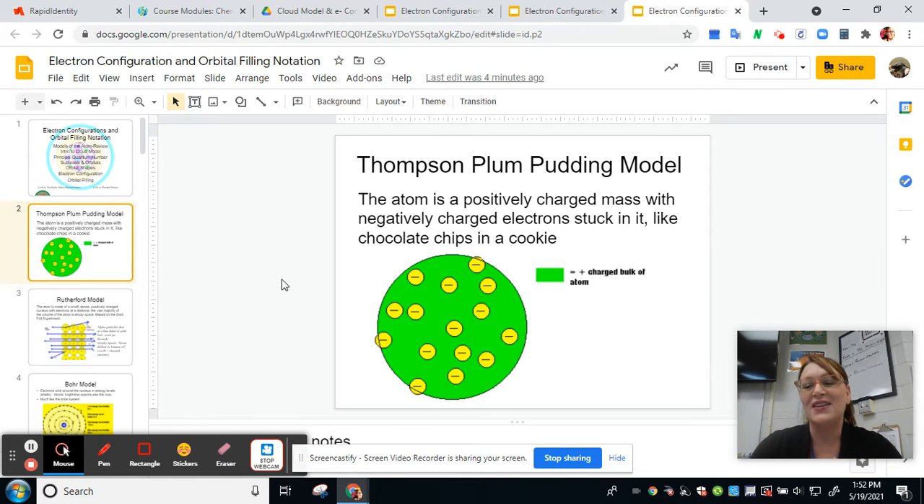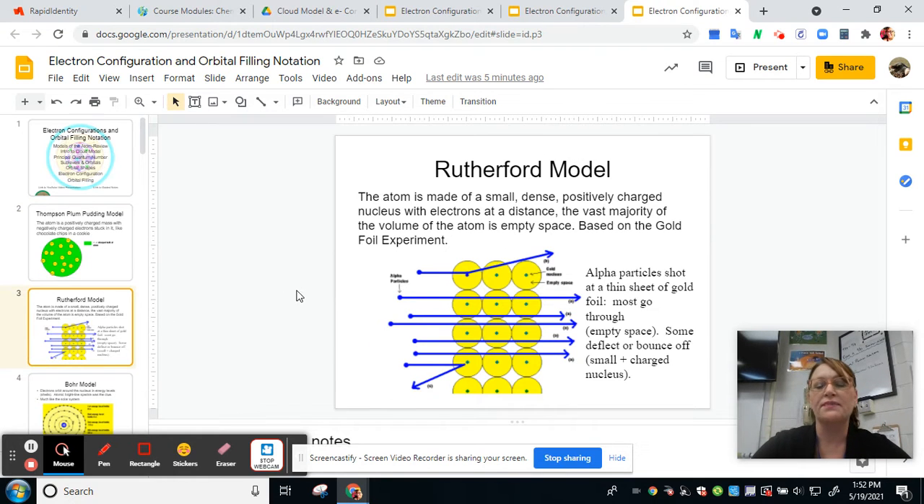And then they knew about electrons, and so the electrons are like the chocolate chips in the cookie. Or you can think of the positive charge as the pudding, and the electrons as the plums in the pudding. So that was the plum pudding model. Notice there aren't any protons, really. They knew there was some positive charge, but they didn't know there was an actual particle of protons there. And they knew nothing about neutrons, because neutrons are neutral. They're really hard to detect.